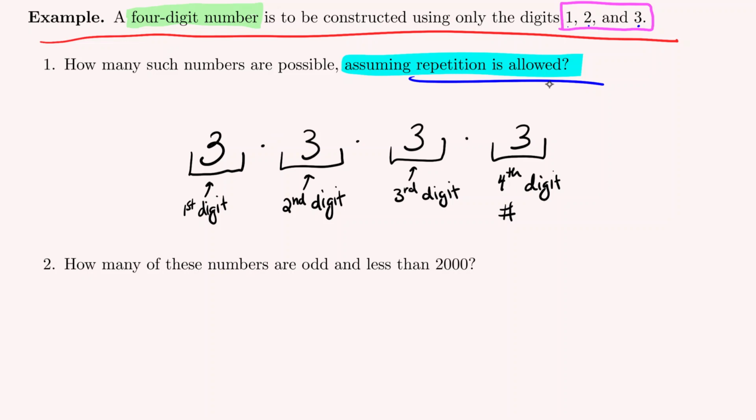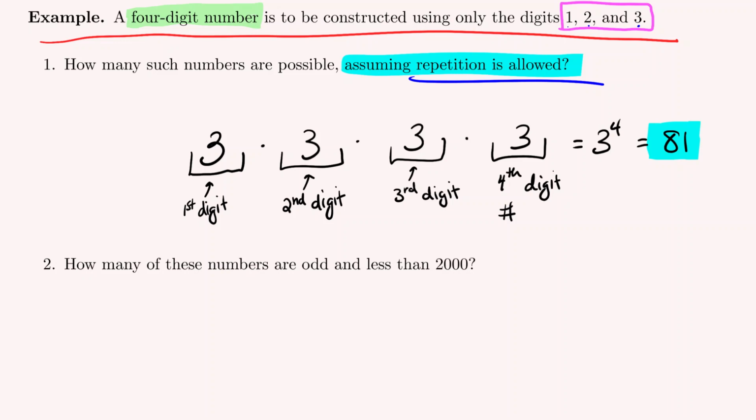Multiply that together. Now this is a small enough number that we could write it as either 3 multiplied by itself 4 times, or 3 to the fourth. Type this into your calculator and you'll get this is equal to 81. So there are 81 ways to construct a 4-digit number that uses the digits 1, 2, and 3 where repetition is allowed.